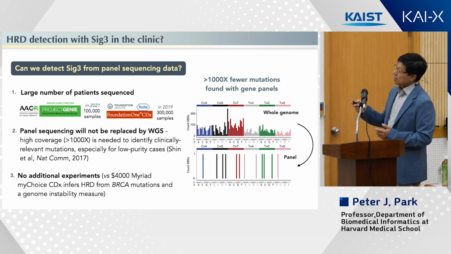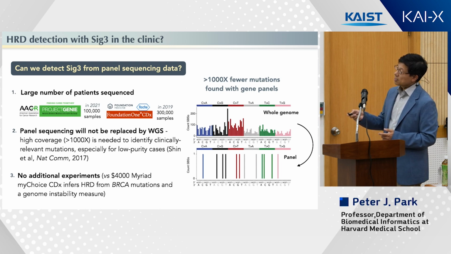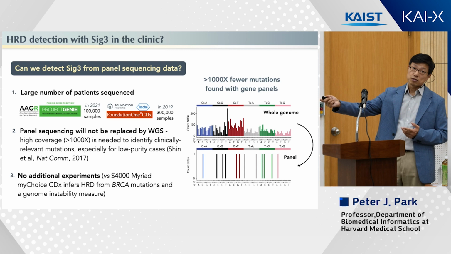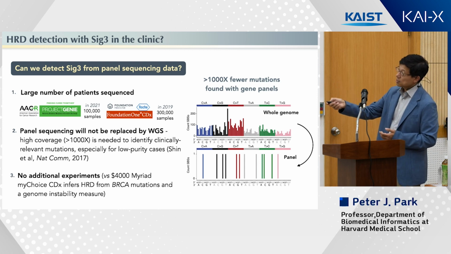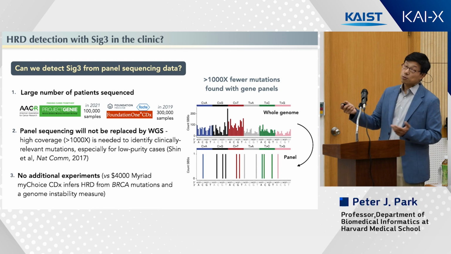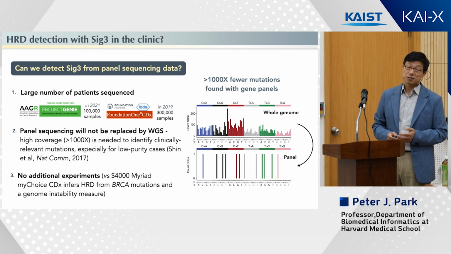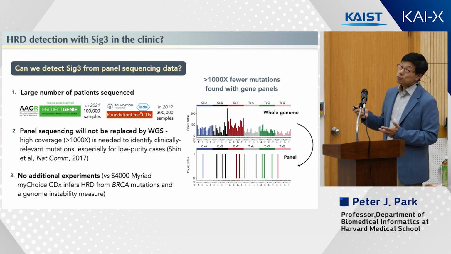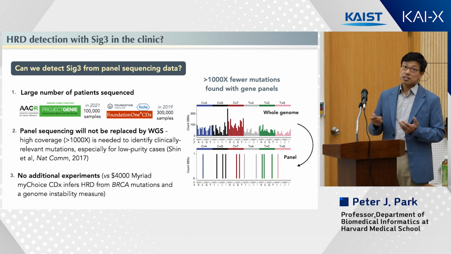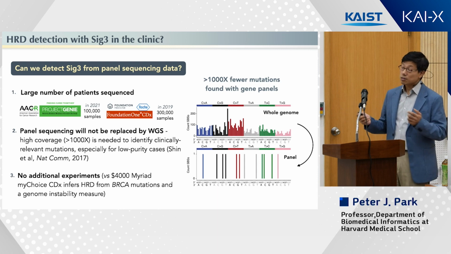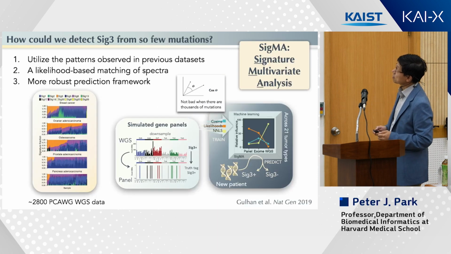Now, our goal is this: right now, there is a test you can do. A lot of patients send out another sample for testing by a company called Myriad Genetics. It's $4,000. We thought, well, we want to put that assay out of business, because when you do panel sequencing, you can actually get it for free. Everybody who does panel sequencing can get that information for free.